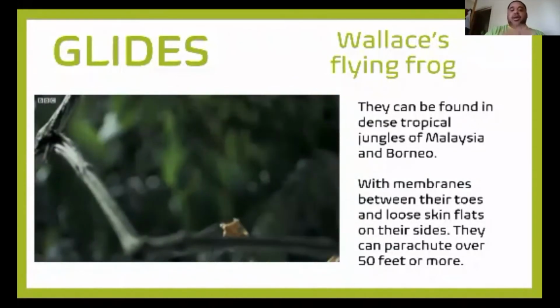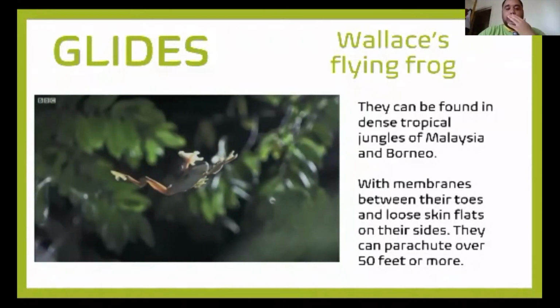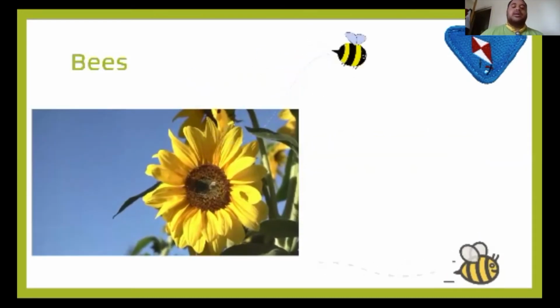Okay, so I hope you enjoyed those videos. Let's continue to our requirement number 4, where it says observe 4 different animals that fly and tell how they fly. So I picked 4 animals, or 3 animals that are local to you that you should see every day. So you should have no problem observing them in your garden or in the park. So the first one we have is bees.